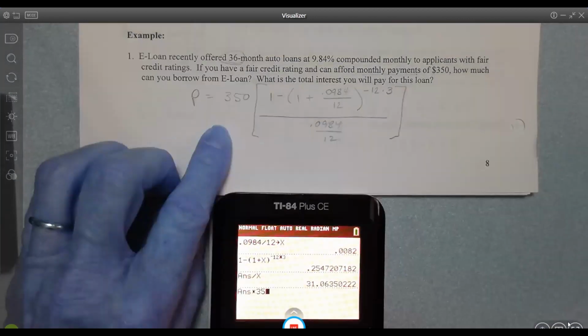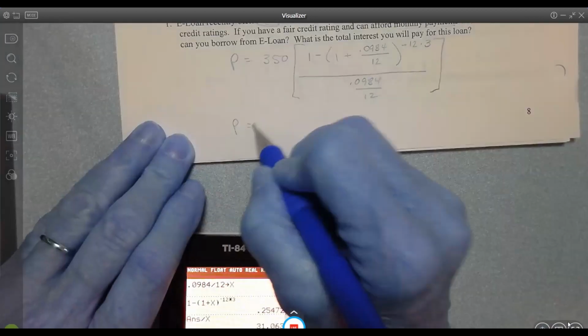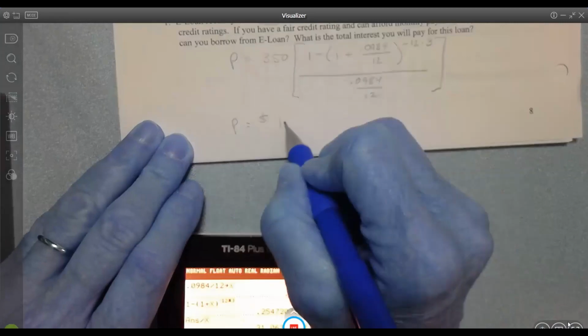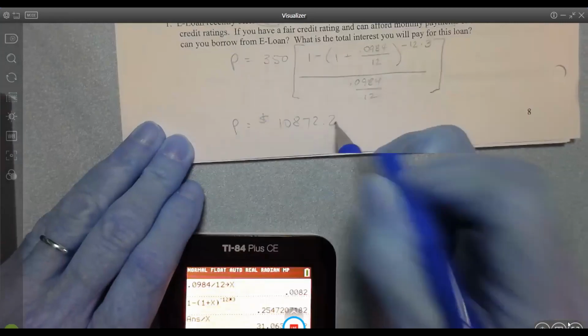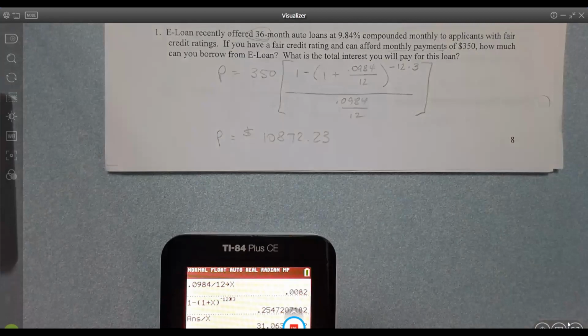So what we could borrow from these people, because we have a fair credit rating, we could borrow that much. Y'all okay with that? Yeah.